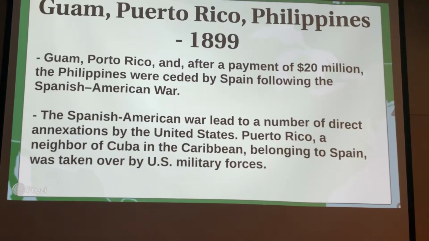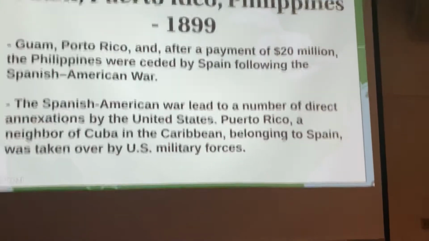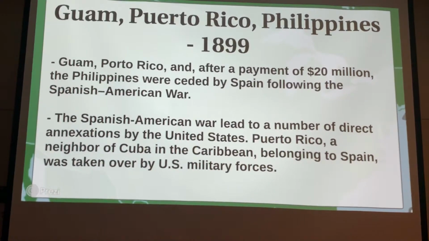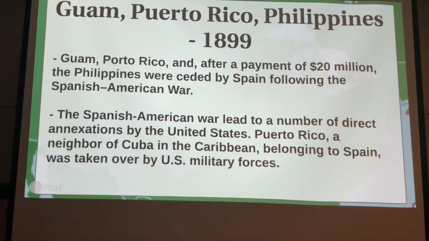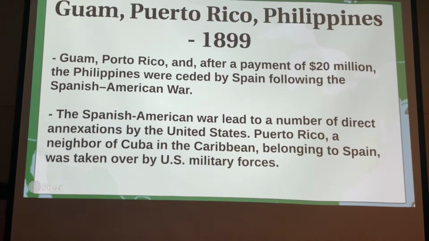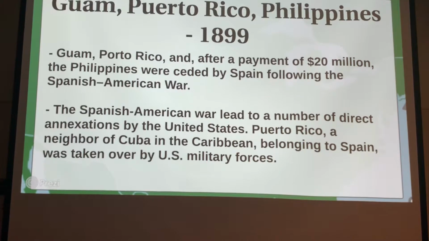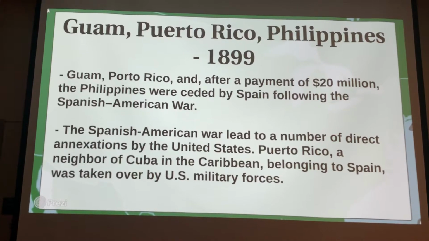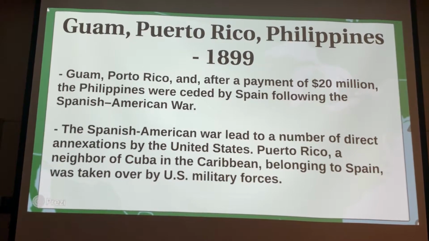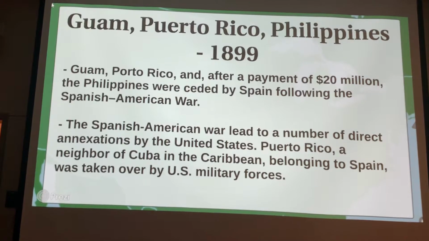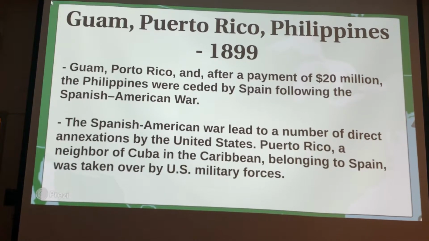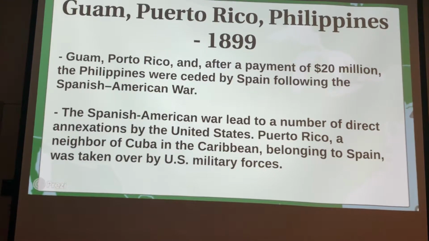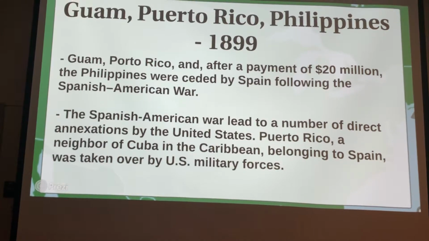And now we move on to perhaps the biggest acquisition at this time, and that was Guam, Puerto Rico, and the Philippines. All three of these were acquired because of the Spanish-American War, and it led directly to the annexation of these three islands. We made a payment of $20 million to Spain to acquire these three lands, and it was taken over by U.S. military forces at the time, so these three lands belonged to us. However, the Philippines was later given its independence, or it fought for its independence and became its own country.